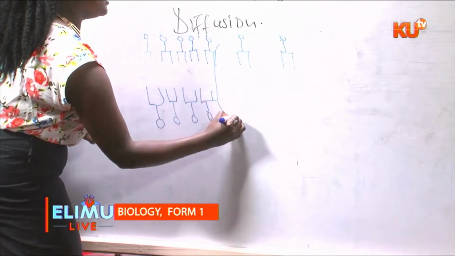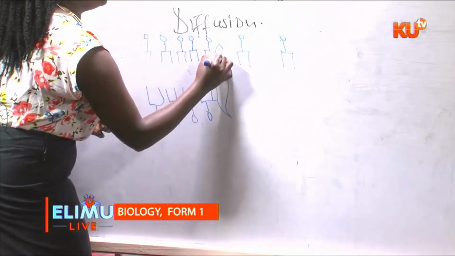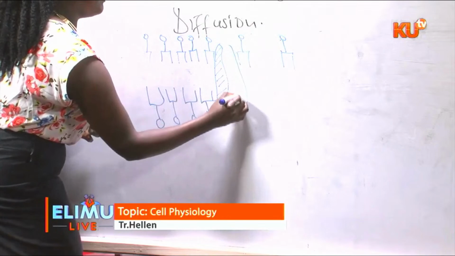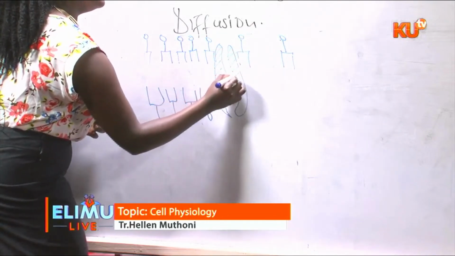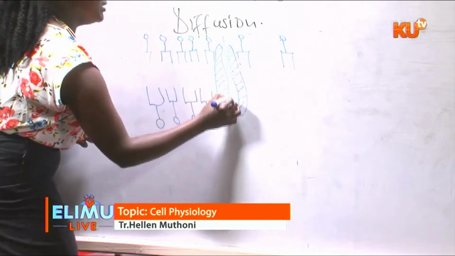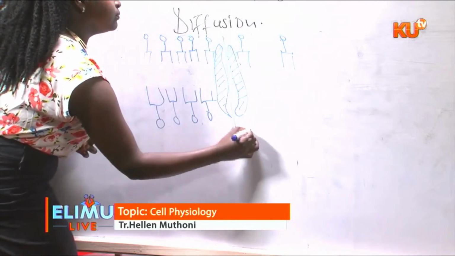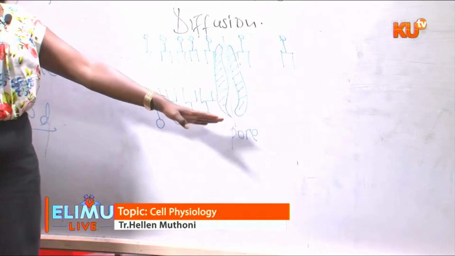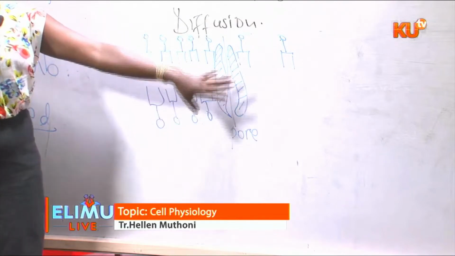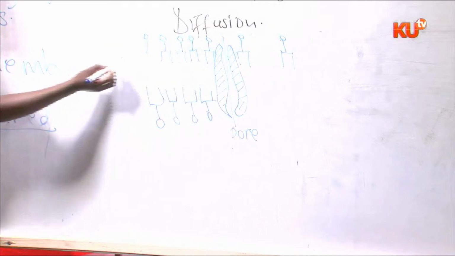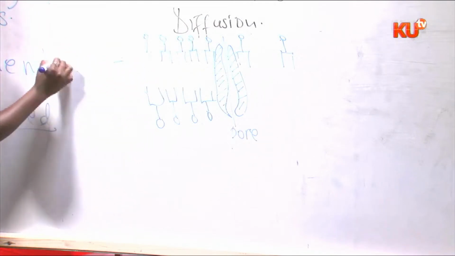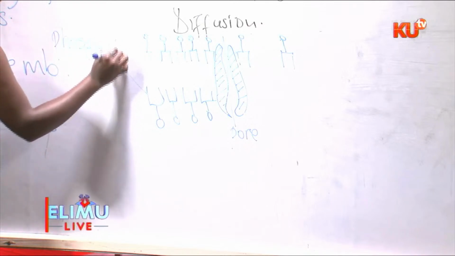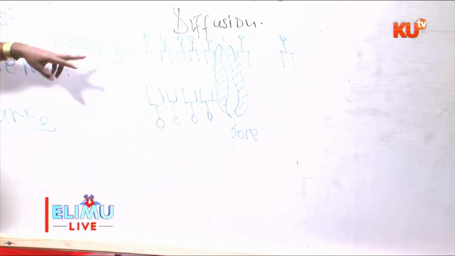Now, what surrounds the spaces are proteins. So this is a protein, and this on this other side is a protein. The space that is left here is what we are calling the pore. And it is through this space that materials will exit the cell, and it is also through this space that materials will get into the cell. Now, this all together is what we are calling phospholipid.